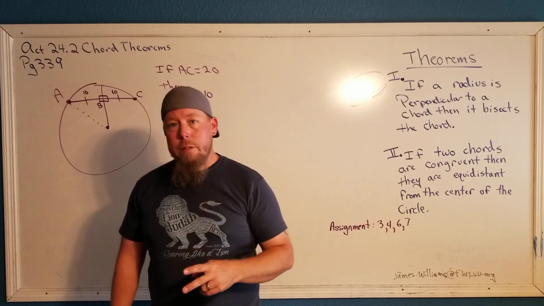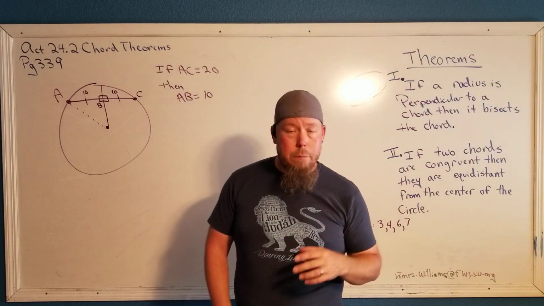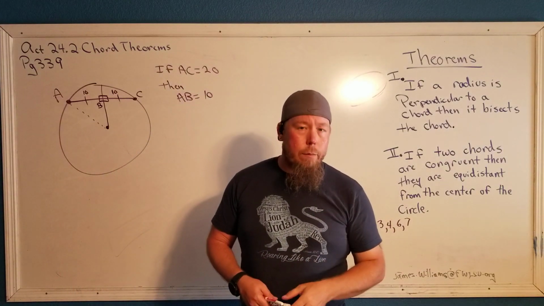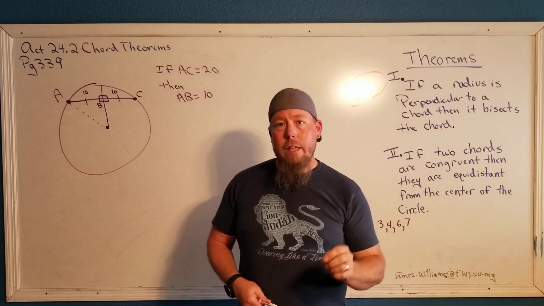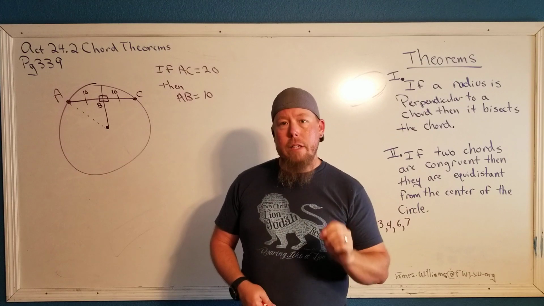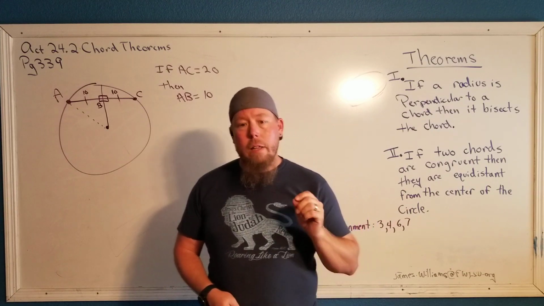The second theorem deals with the fact that if you have two chords in the same circle and they are congruent. What does congruent mean? Same length. Okay. If you have two chords that are the exact same length in the same circle, then they are equidistant from the center. All right. They're equidistant from the center.